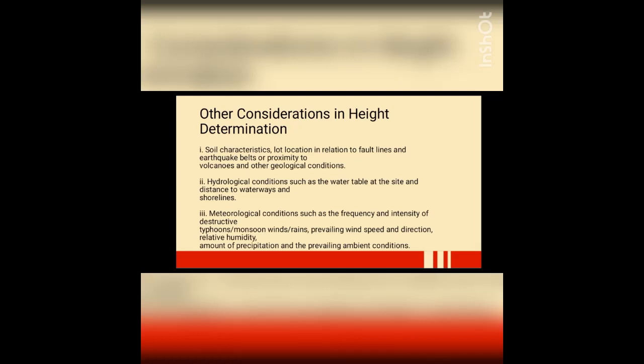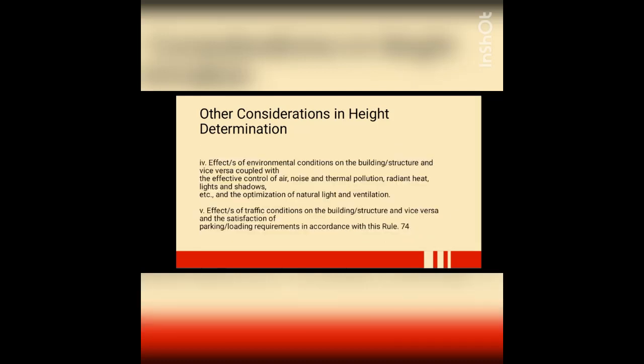Number 3, meteorological conditions such as the frequency and intensity of destructive typhoons, monsoon winds, rains, prevailing wind speed, and direction. Number 4, effects of environmental condition on the building structure and vice versa, coupled with the effective control of air, noise, and thermal pollution, radiant heat, lights, and shadows, and the optimization of natural light and ventilation. Number 5, effects of traffic condition on the building structure and vice versa, and the satisfaction of parking and loading requirements in accordance with PD 1096. Always remember that.